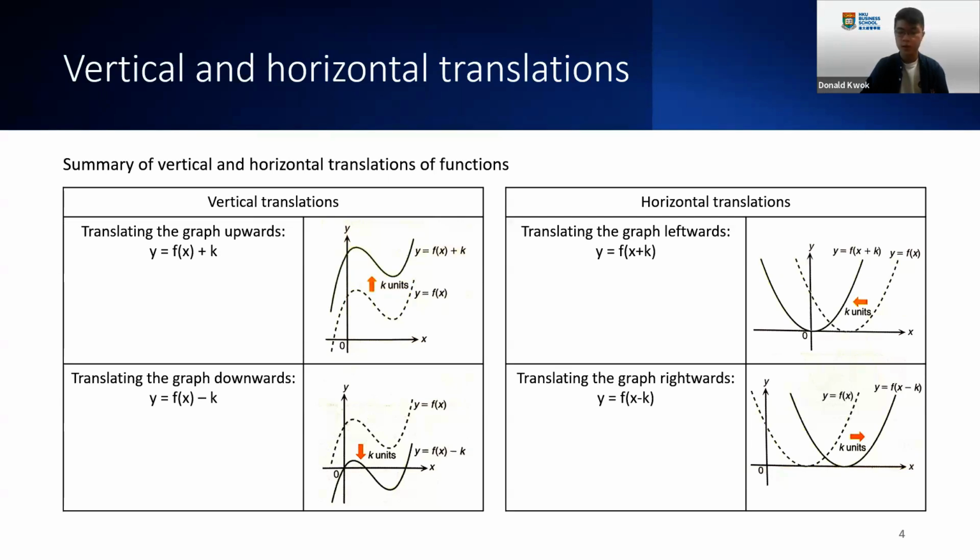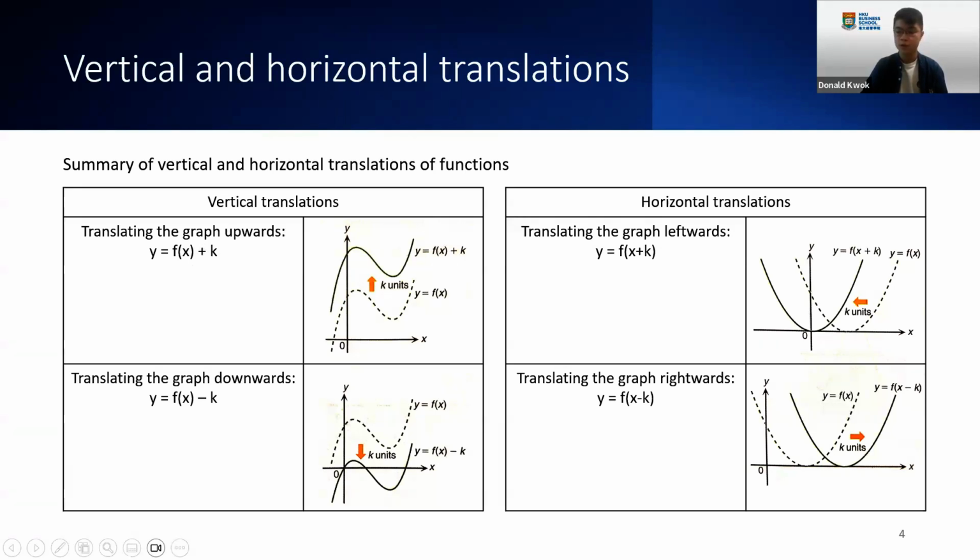For translating the graph downwards by k units, something similar. It will be y equals f(x) minus k. As you can see here, for vertical translation, the constant k is actually added outside the function f.